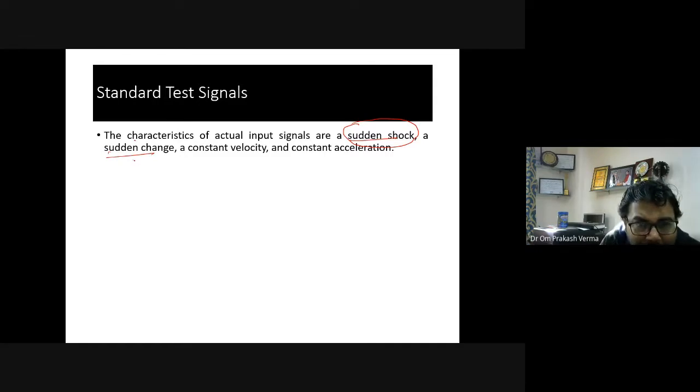What is the meaning of sudden change? What is the meaning of constant velocity? What do you mean by constant acceleration? These are the different things you are going to provide into the system as an input. So what does it mean? Anybody can tell me? What do you understand by the sudden shock?